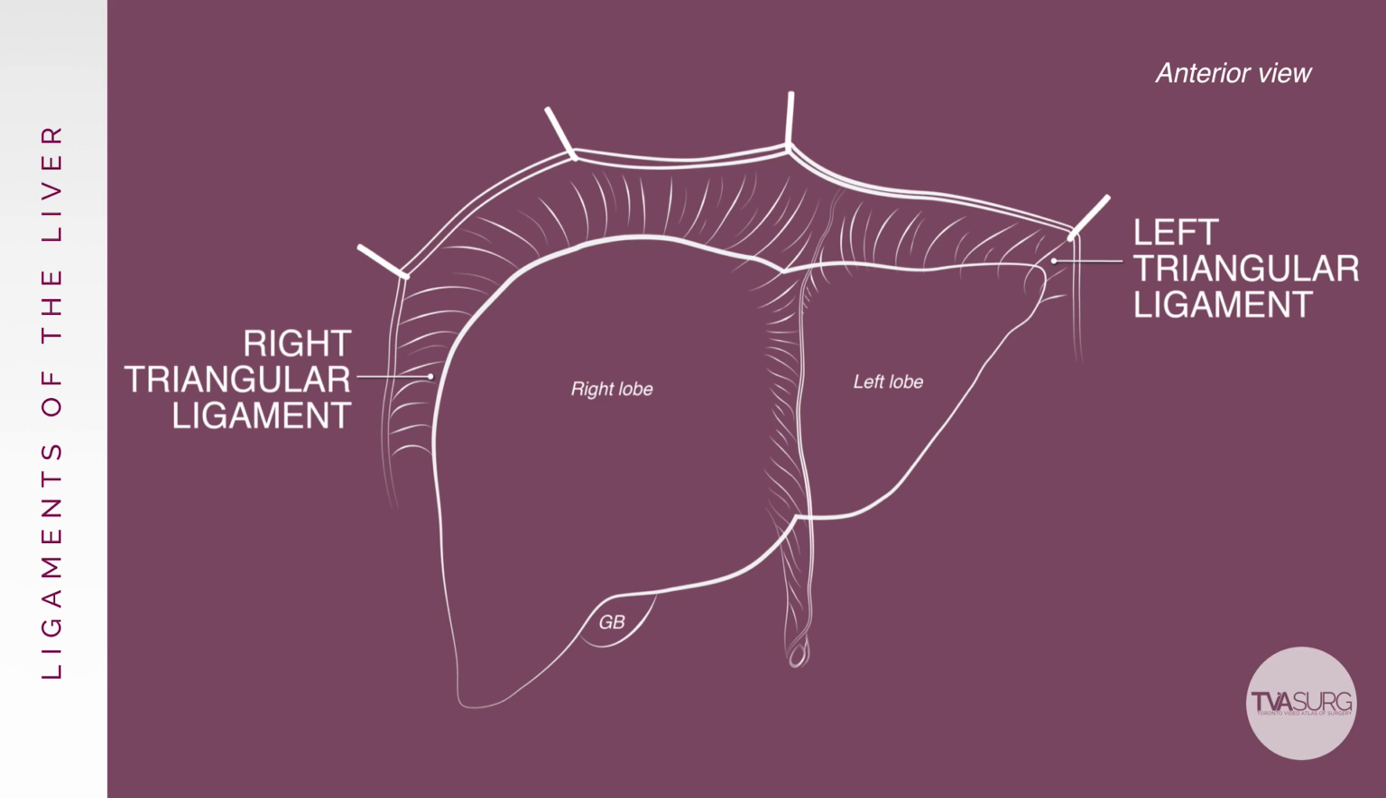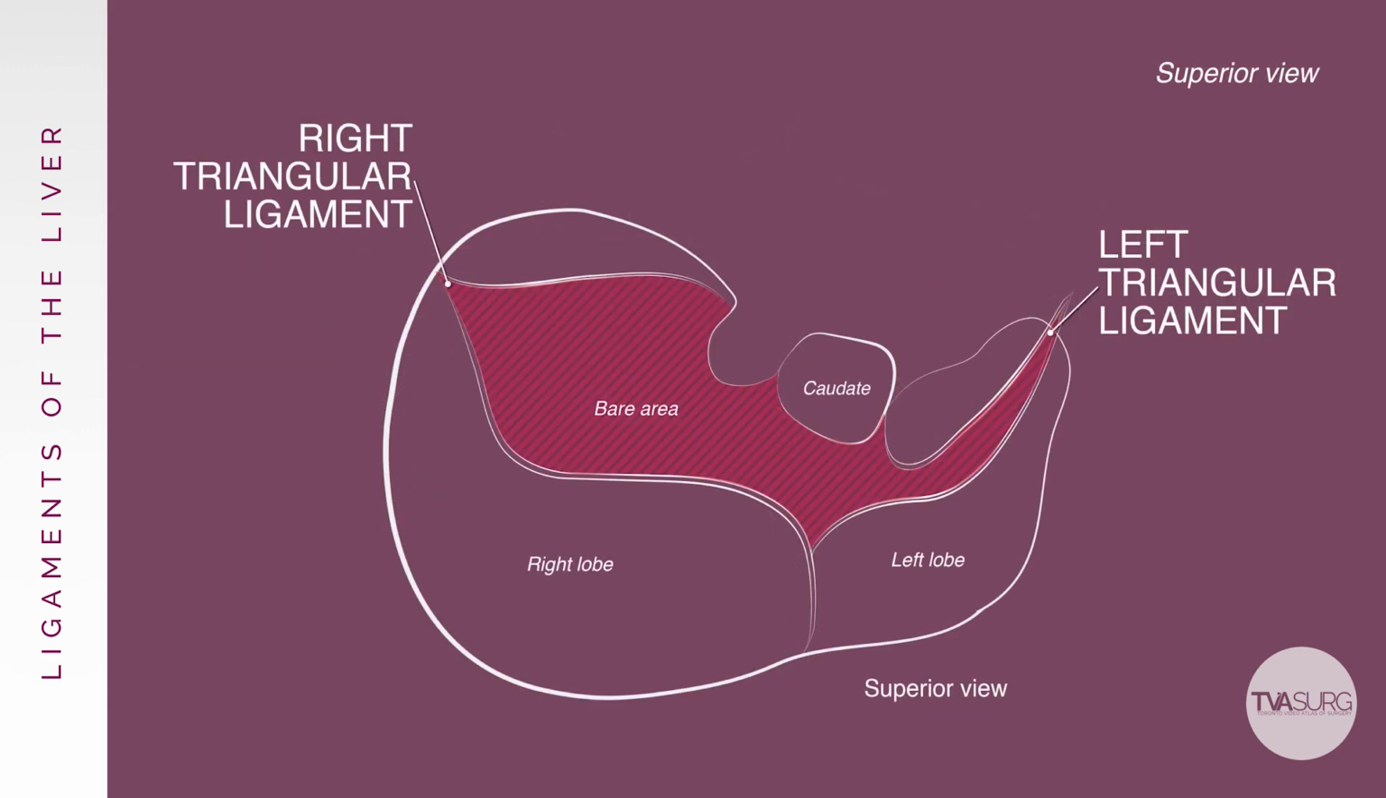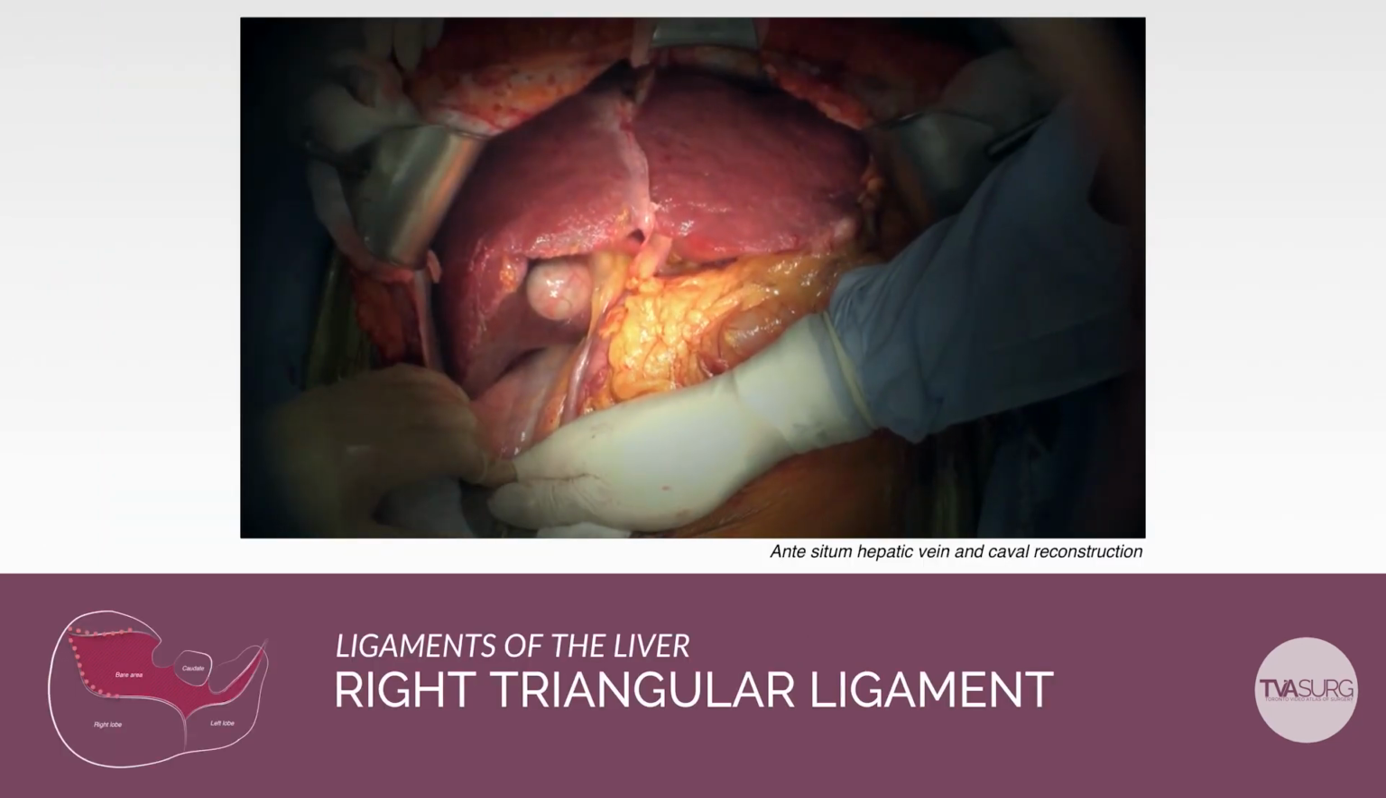The triangular ligament is located on the lateral borders of the right and left lobe, known as the right or left triangular ligament. They hold the liver to the retroperitoneal wall. Depending on the procedure, one or both can be divided. Here are the triangular ligaments again, viewed from the top. You can't appreciate in this static illustration, but the clip I'm about to show will demonstrate how inferior the triangular ligament extends. Here is the liver.